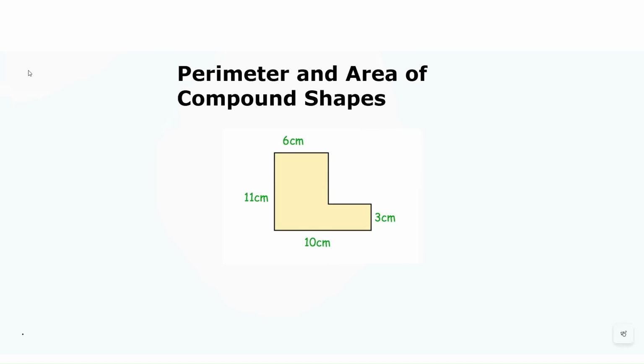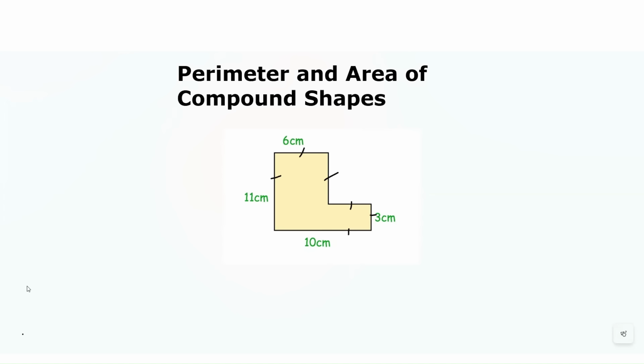Hello students. Today we will learn how to find perimeter and area of compound shapes or complex figures. Perimeter means we have to add the side lengths of the shape. For example, here we have to add all the side lengths of the shape to find out what is the perimeter of the shape. And area means we have to calculate how much space is occupied by this two-dimensional figure.